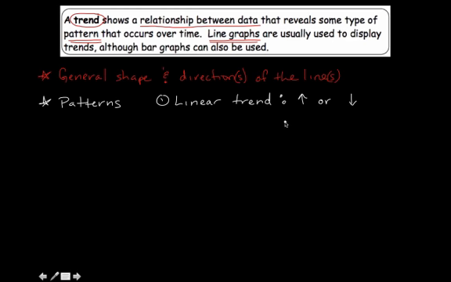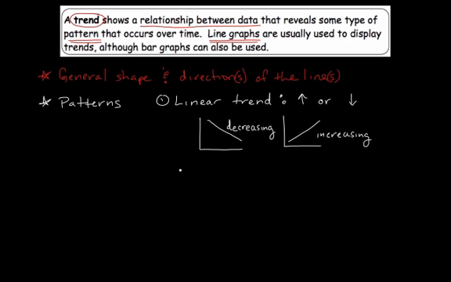So here would be an example. If I draw my axis here, if I was looking at data and it was trending this way, or if I was looking at a graph and the line looked like this, or if it was increasing, this is an example of a linear trend. On the flip side, we could also have a linear trend that's moving in the opposite direction, that's moving this way, so it's decreasing. So linear trends can either be increasing or they can be decreasing.